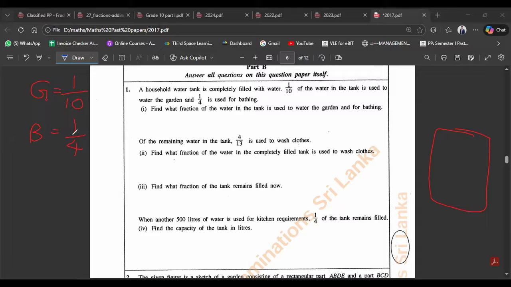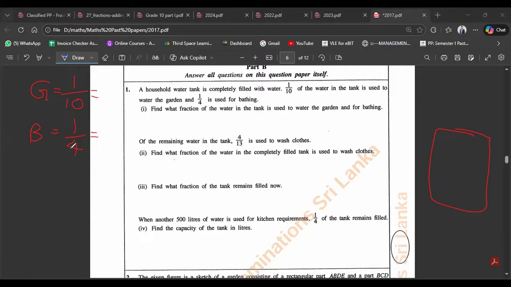Now, I remember we did something called comparing fractions previously. So we have used the same strategy here also. What they are saying is, for gardening, they have used 1/10. For bathing, they have used 1/4. It's a bit confusing for us to compare now. So in order to understand this in an easier way, we can make the denominators the same using equivalent fractions.